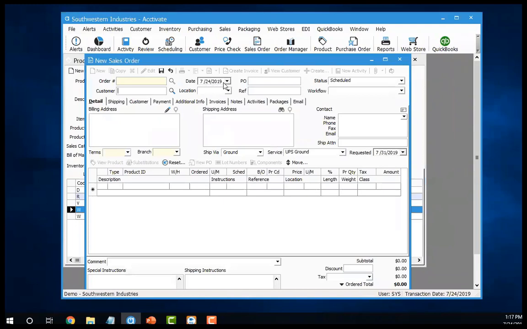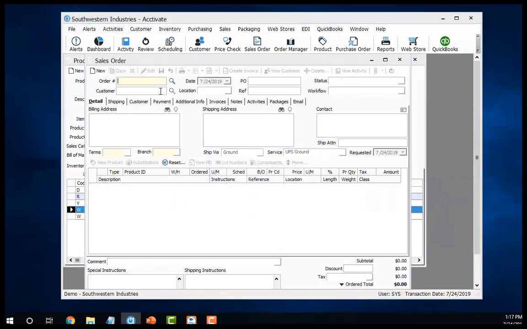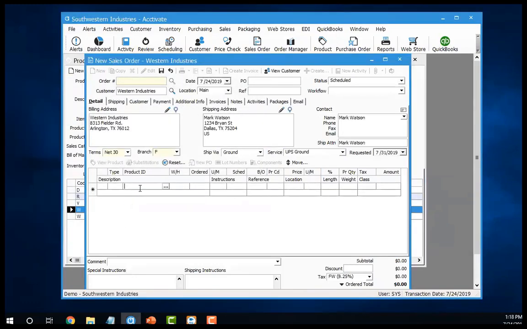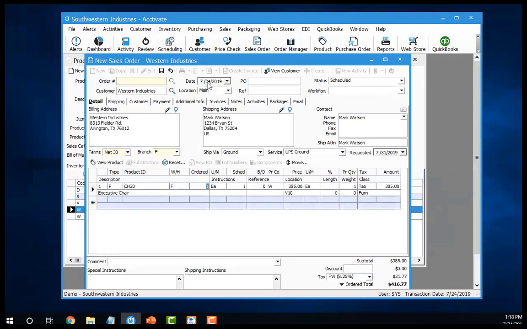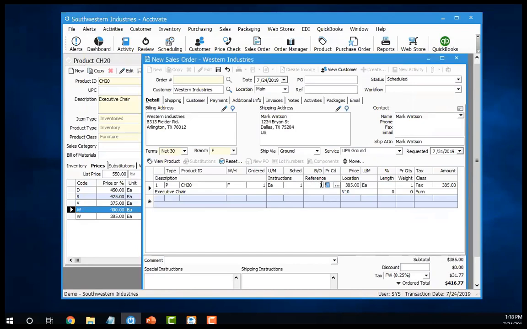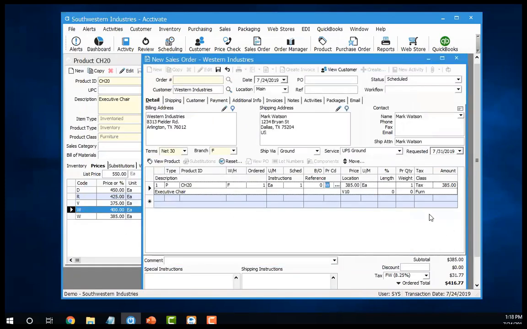We got our order here, date set to 7/24, which is today. Oh, I put the wrong customer. I didn't put the customer in. Whoops. Yeah, you've got to set the customer first. There we go. Because the date on the order up here is 7/24/2019, and my relationship with the wholesale price code here for those date ranges is 385, 385 is the price that populates on my sales order.